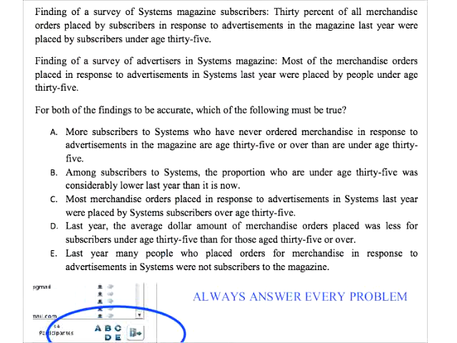Also, on this software, make sure you press the answer button once, because if you press it again, it will erase your answer.